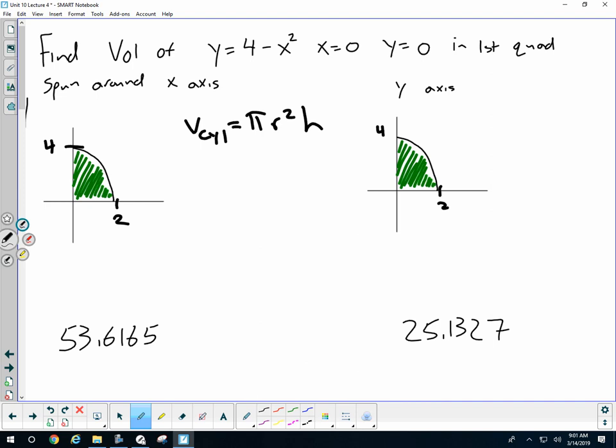Then discover the radius. It's the top minus bottom. In this case, the bottom is just going to be 0. Once you get your integral written down, plug it into your calculator. You should get 53.6165. The cylinder goes all the way to the bottom. But the radius is just that. Okay?